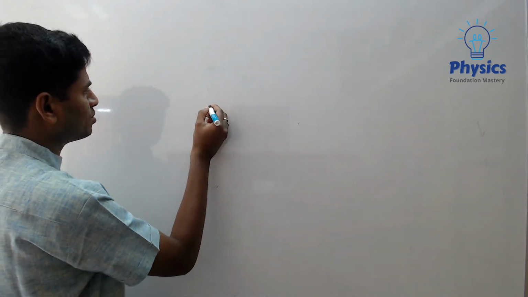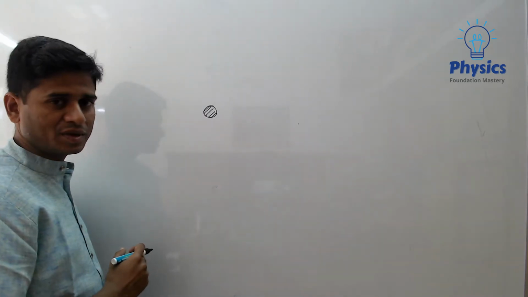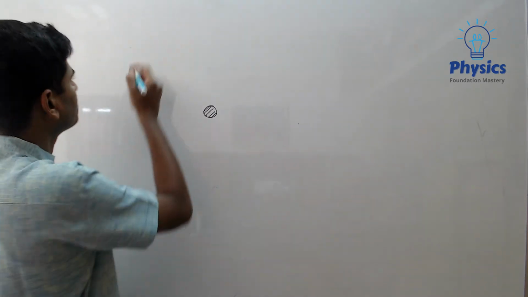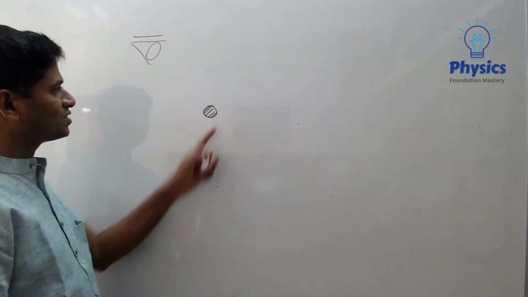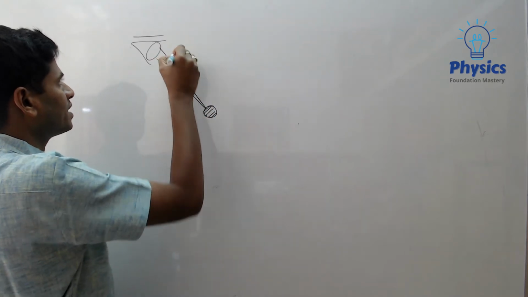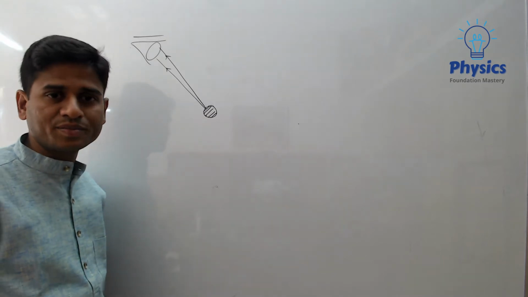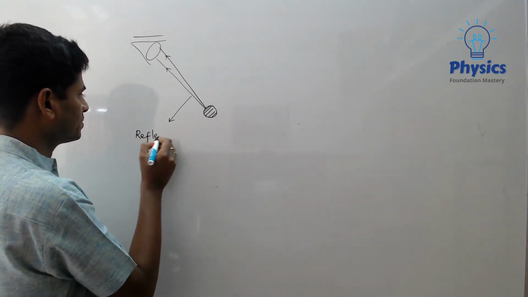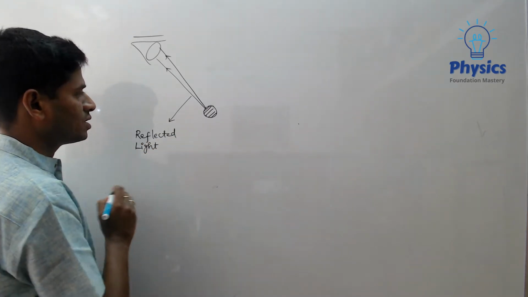Let us say you have an object, and when light falls on the object, it reflects that light. When that reflected light reaches my eye, I can see the object. This is basically reflected light, reflected by the object.